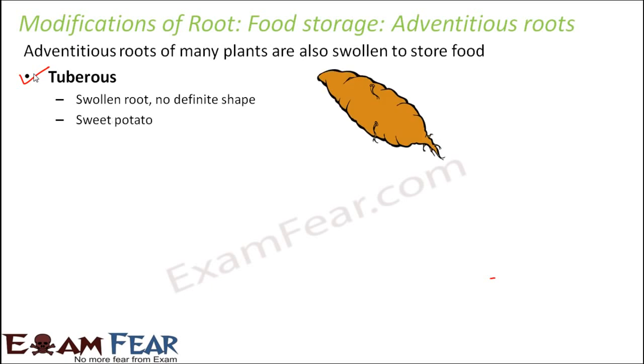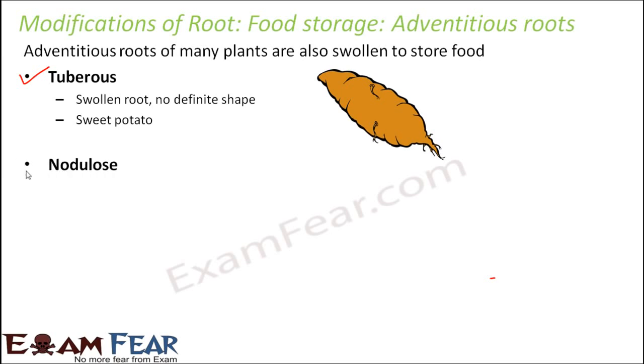Example is sweet potato. You would have actually seen this sweet potato, right? Sometimes it is a little cylindrical in shape. Sometimes it looks somewhat similar to the fusiform shape. Sometimes it looks a little spherical. So they do not exactly have any definite shape.